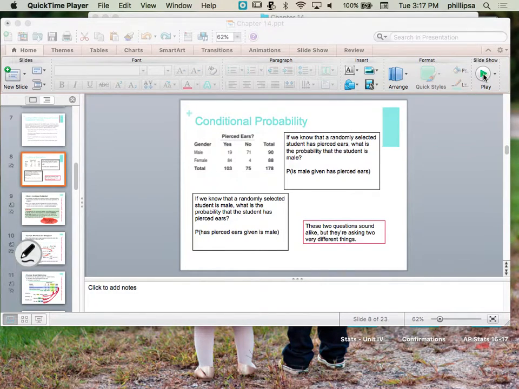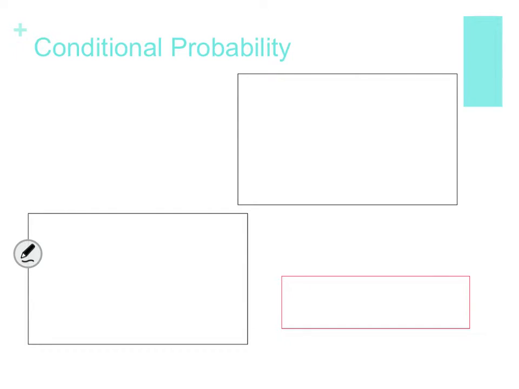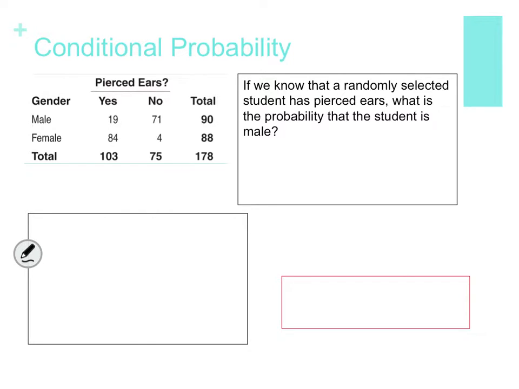Okay, so to continue our discussion, moving on, we'll be talking about conditional probability, but we'll tie together the stuff that we just saw with Venns, but more particularly with two-way tables, right? So I'm going to go back to the problem with students who have pierced ears or not. Let's talk about if we know that a randomly selected student has pierced ears. What is the probability that the student is male?